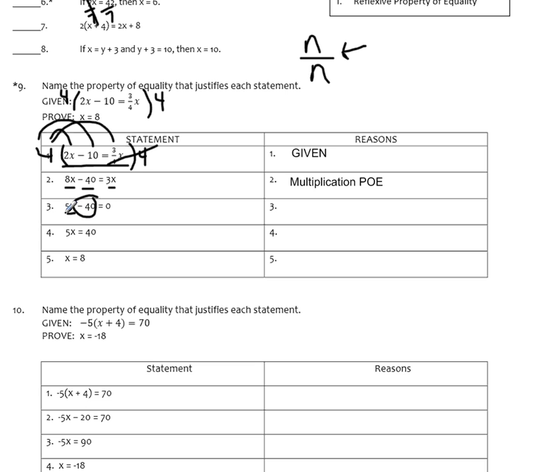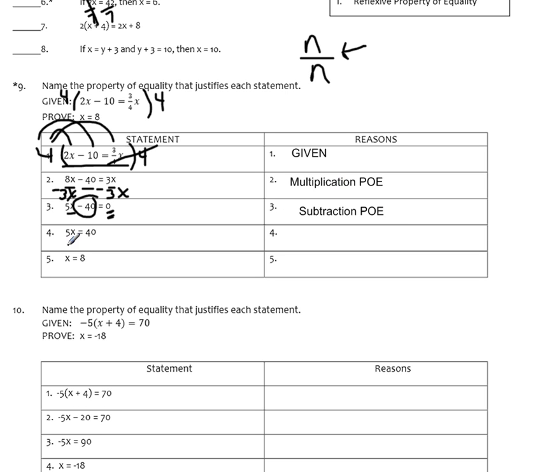When things get smaller or bigger, we're either dealing with the addition property or the subtraction property. So how does an 8x turn into 5x? Well, 8x minus 3x gives us 5x. And 3x minus 3x, that's our 0 here. So we have subtracted 3x from both sides of our equation.